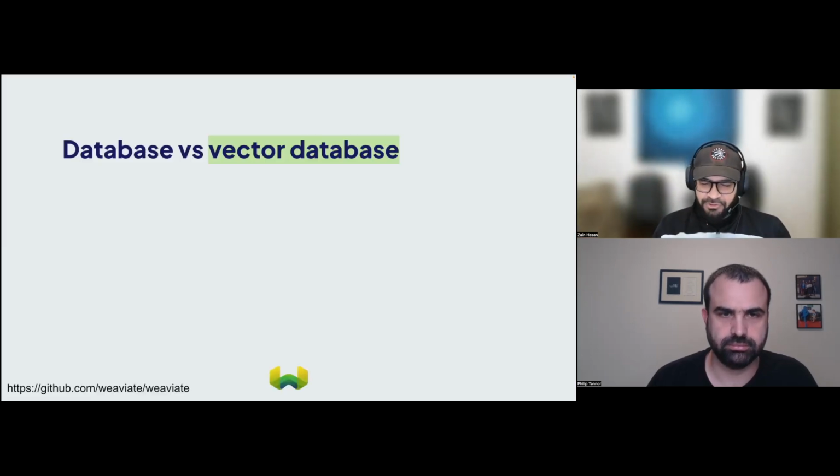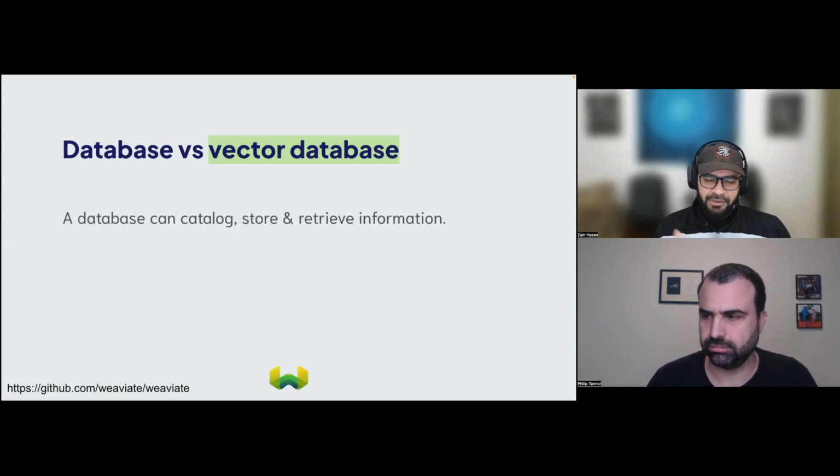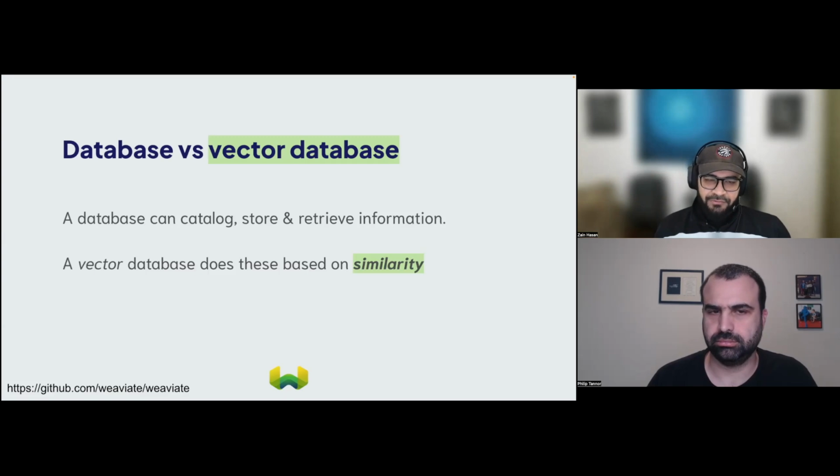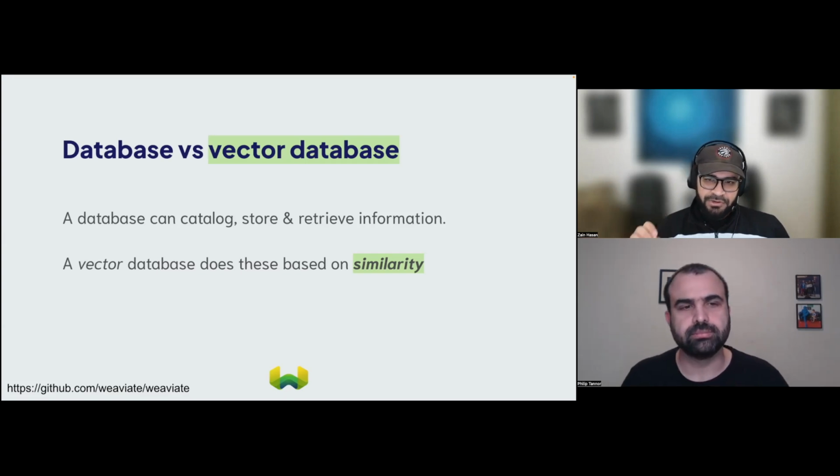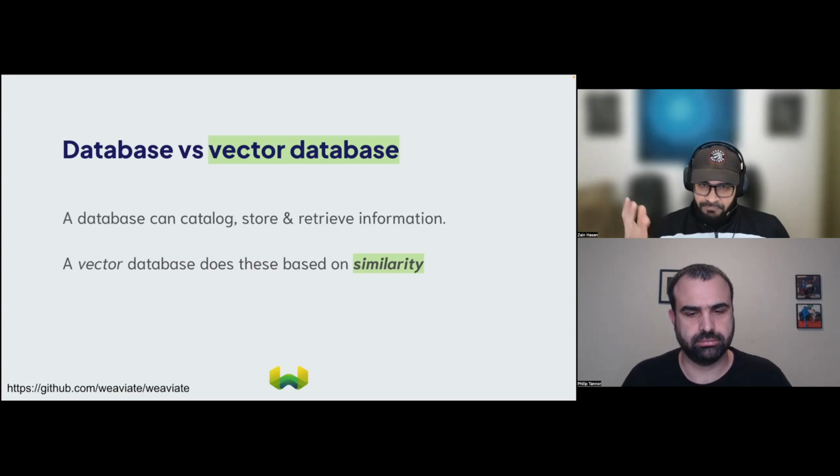So I usually like to start off talking about how a vector database differs from a normal database, right? A vector database, like any other database, can catalog, store, and retrieve information. That's what it's there for, and it can do this at scale. The only main difference here is that a vector database does retrieval based on this concept of similarity, right? And this is a bit of a fuzzy concept, so I want to dive a little bit into what I mean by similarity. A NoSQL database also does retrieval based on similarity, but it does it based on text similarity, word similarity, right? And that's not the similarity that I mean here.